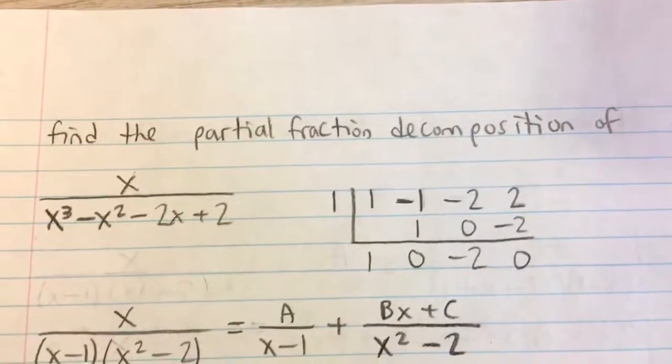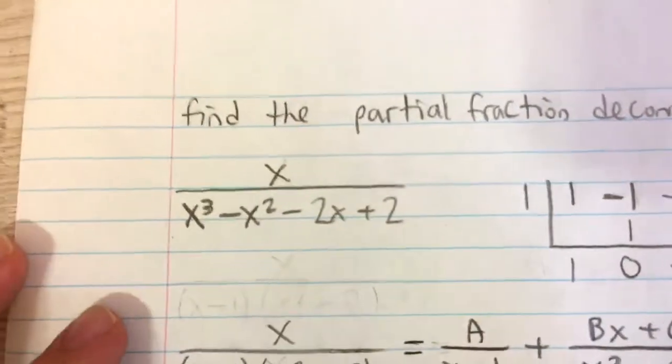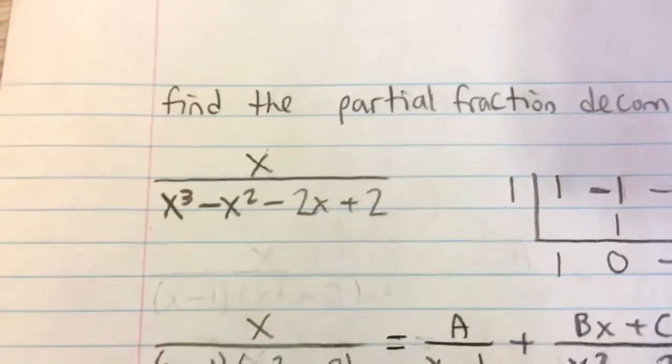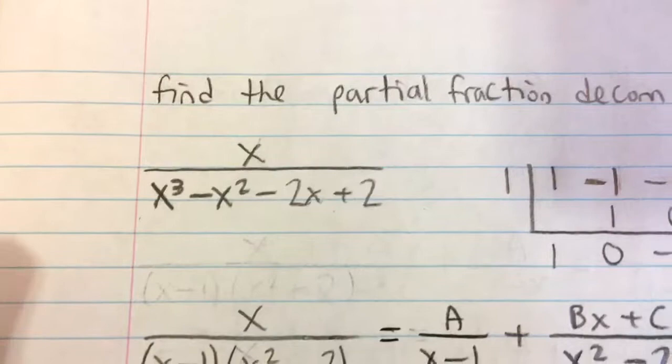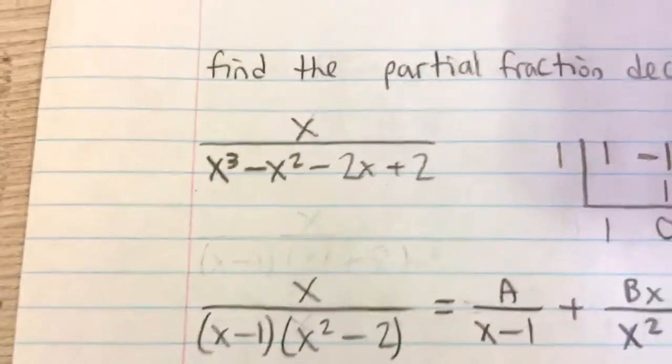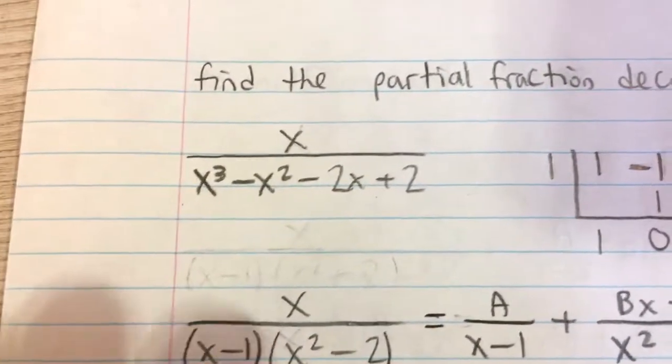Find the partial fraction decomposition of x over this cubic, x cubed minus x squared minus 2x plus 2. Now, first thing we have to do is factor the denominator. In this case, we have to use our polynomial factoring methods.